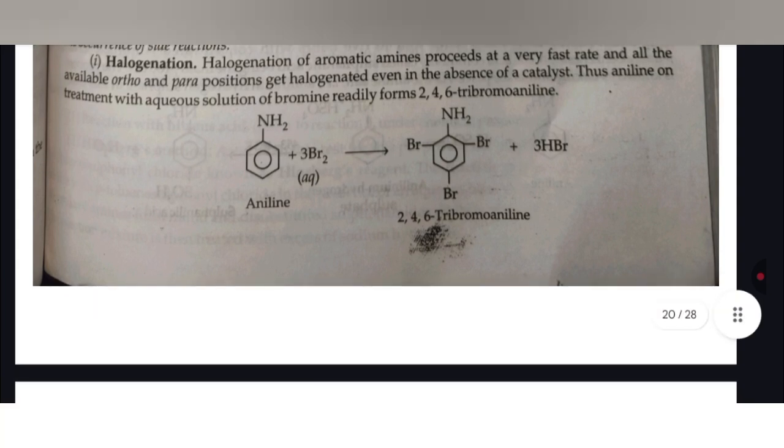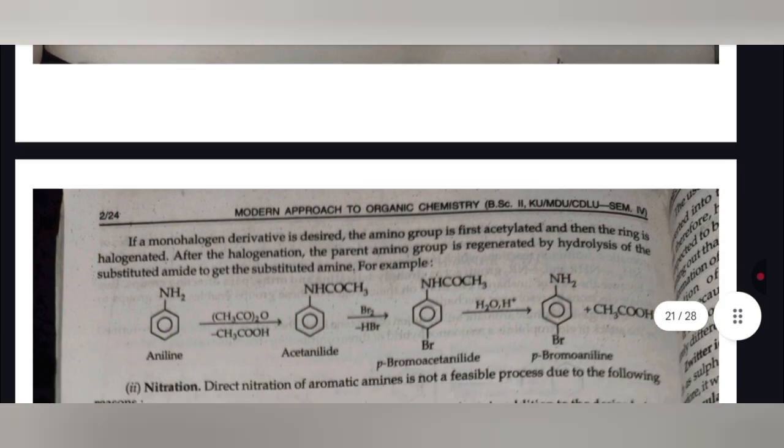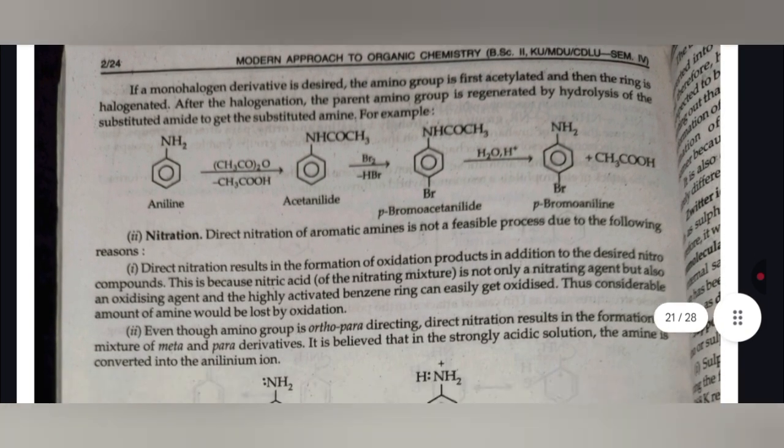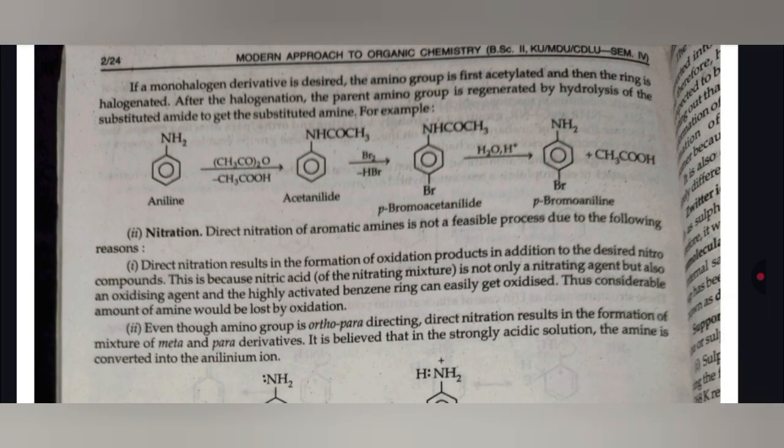First is halogenation. Halogenation of aromatic amines proceeds at a very fast rate, and all the available ortho and para positions get halogenated even in the absence of a catalyst. Thus, aniline on treatment with an aqueous solution of bromine readily forms 2,4,6-tribromoaniline. If the monohalogenated derivative is desired, the amino group is first acylated and then the ring is halogenated. After the halogenation, the parent amino group is regenerated by hydrolysis of the substituent amide to give the substituted amine.